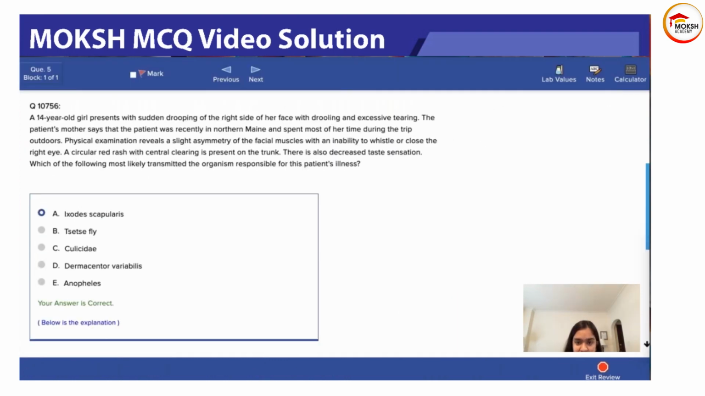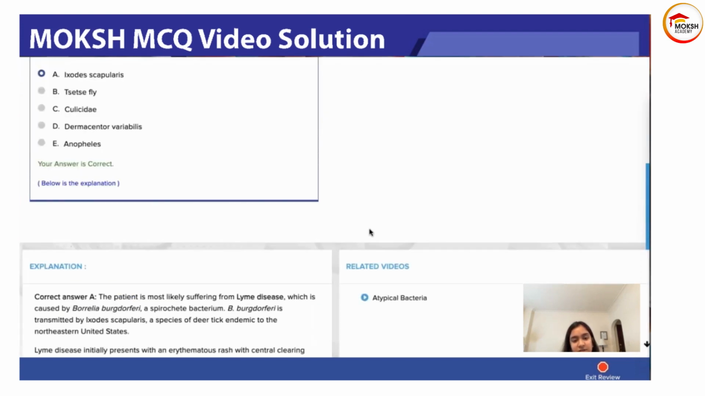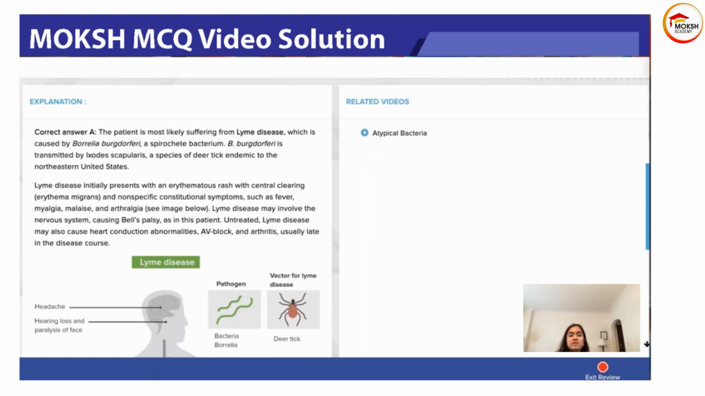This was pretty much a giveaway. I would say the rash is very, very typical. The circular red rash with the central clearing is a giveaway, along with signs of facial nerve involvement: drooping of the right side of the face, inability to whistle, all of this indicating facial nerve palsy. So these two features give away the diagnosis of Lyme disease.